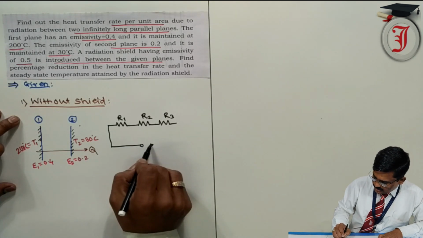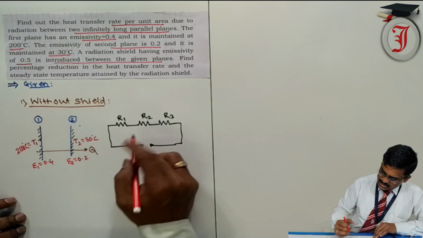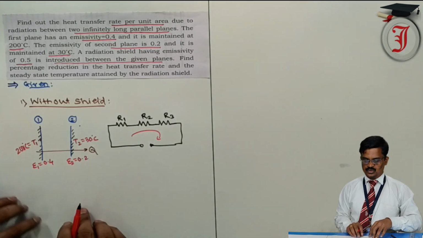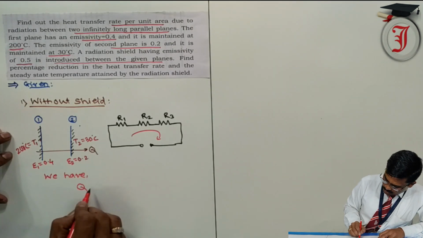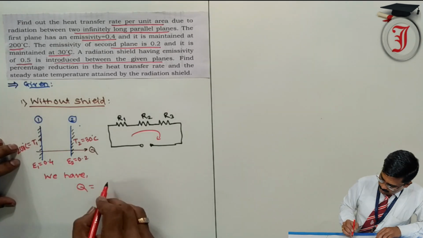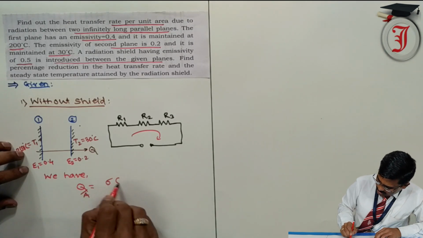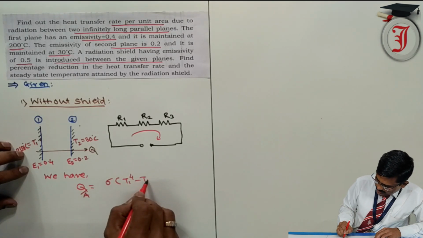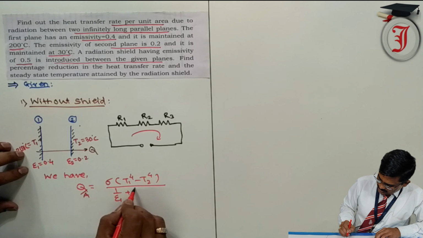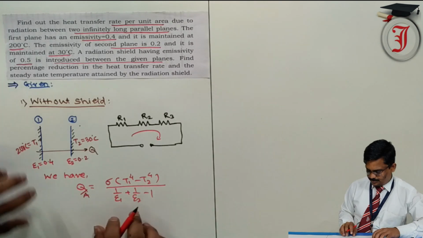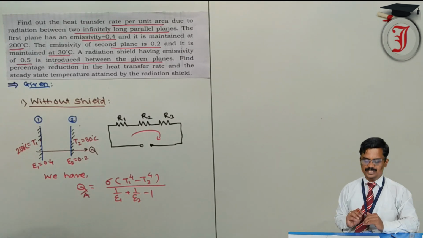So let us calculate the rate of heat transfer when no shield is inserted between these two plates. We have the rate of heat transfer Q, or Q by A, equal to sigma into T1 raised to 4 minus T2 raised to 4, upon 1 upon epsilon 1 plus 1 upon epsilon 2 minus 1. This is the formula. So let us put all the values and calculate the rate of heat transfer per unit area.